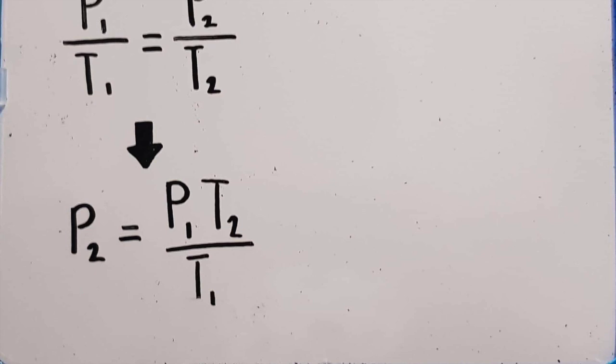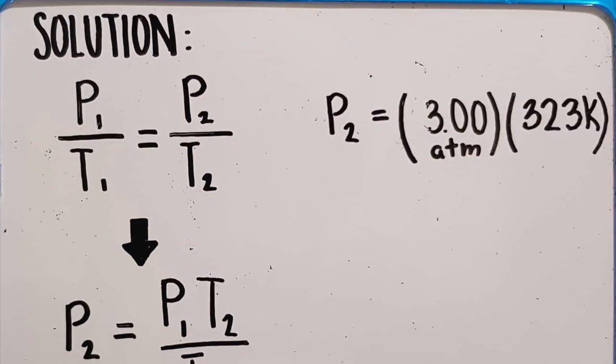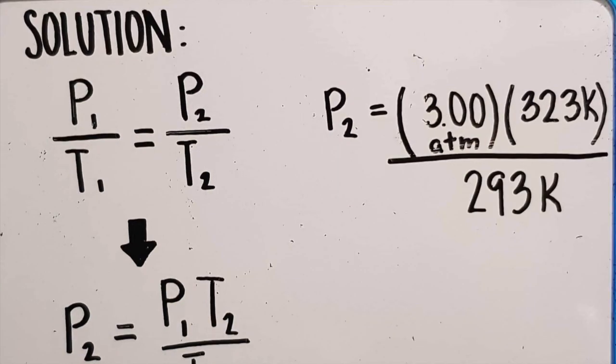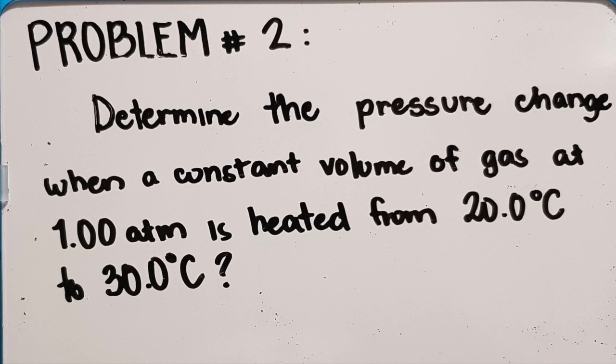Then, substitute the variables with their corresponding given values. So it will be P2 is equal to 3 atmospheric pressure times 323 Kelvin over 293 Kelvin. Then solve by multiplying your numerators, 3 atmospheric pressure and 323 Kelvin, before dividing it by 293 Kelvin, and your final pressure or P2 should result to 3.31 atmospheric pressure. Here is another problem for you.